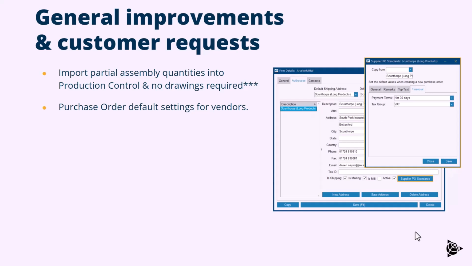We now have the ability to set a series of purchase order standards against our vendors and suppliers. So you'll see this new supplier PO standards button within the address book for your vendors, and what this allows you to do is preset some of the more common options within a purchase order detail. So things like the purchase order groups, the method of delivery, payment terms, and tax, and all that stuff.